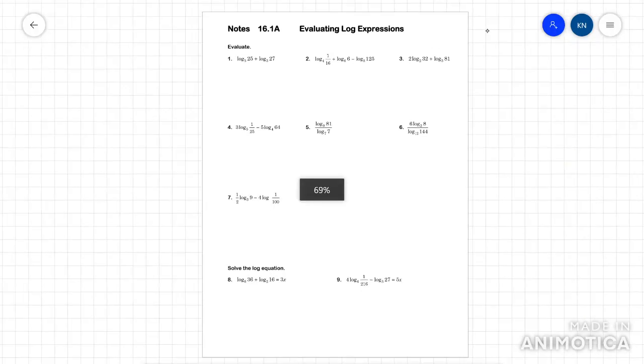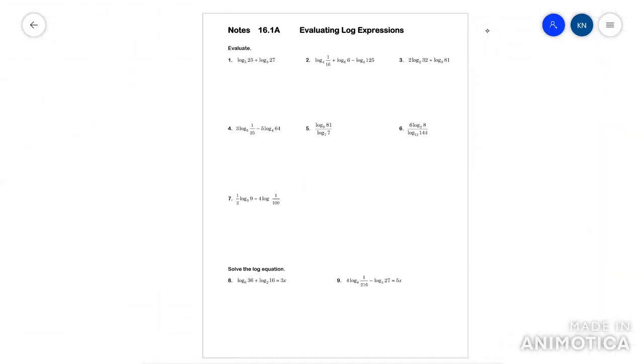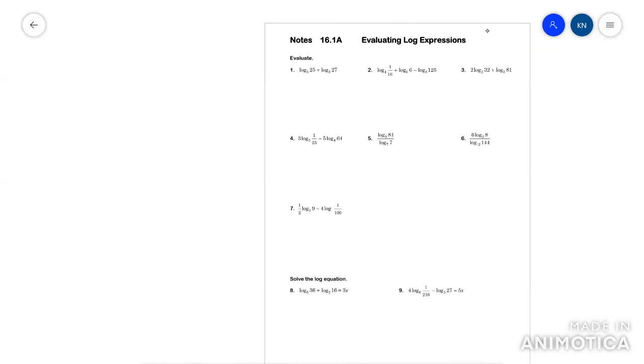All right, this video is going to go over 16.1a notes, which is evaluating logs. We already kind of saw how to evaluate logs. This is just putting more pieces to the puzzle. So when I say evaluate, look at this right here: log base 5 of 25.